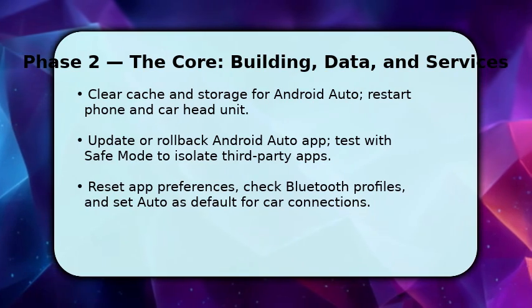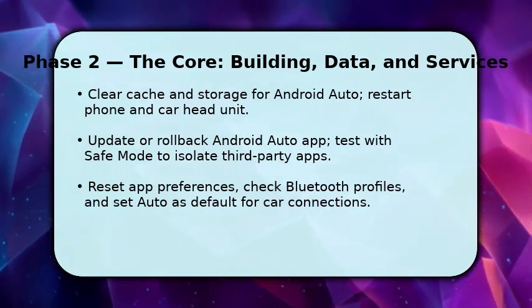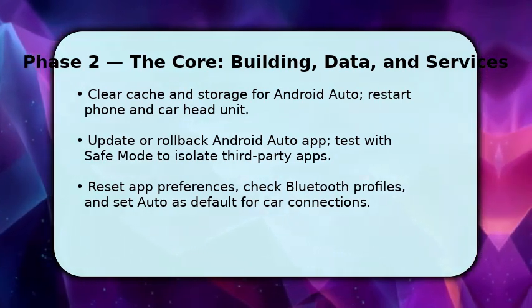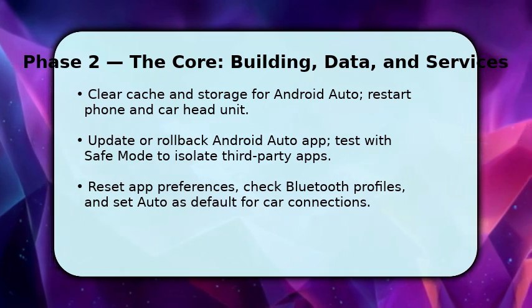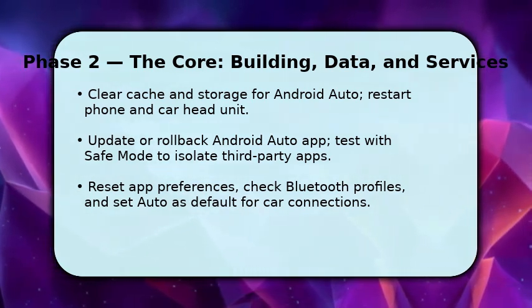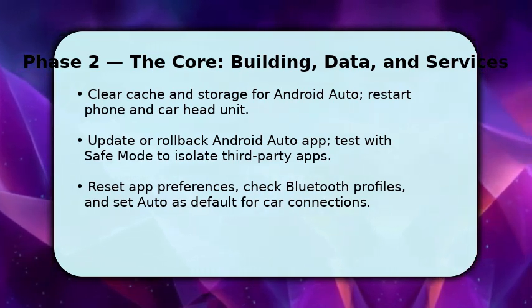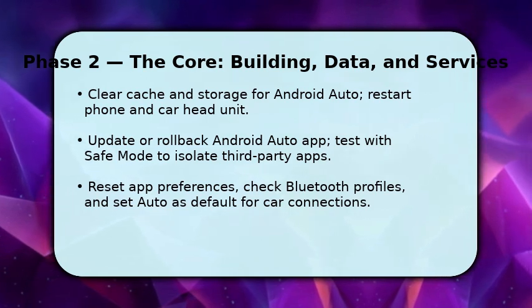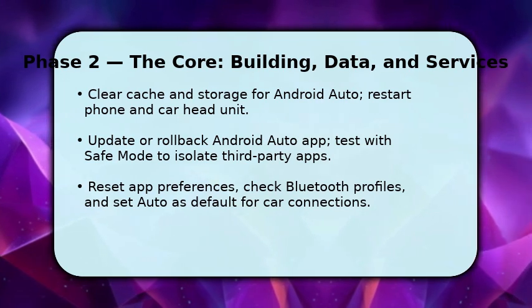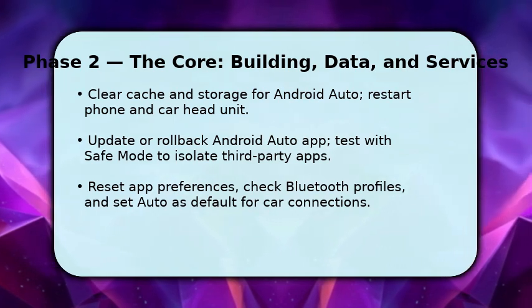Once prepared, clear Android Auto cache and storage, then restart both devices to remove transient bugs. If the problem persists, update the app. If it started after an update, roll back to the previous release. Next, boot the phone into safe mode to rule out third-party apps causing the back navigation issue. Reset app preferences, verify Bluetooth and USB profiles, and ensure Android Auto is the default handler for car connections. These steps address corrupt data and conflicting apps, the usual culprits.